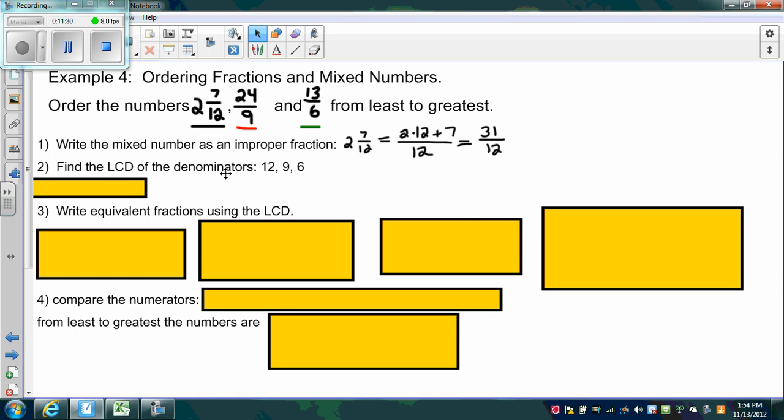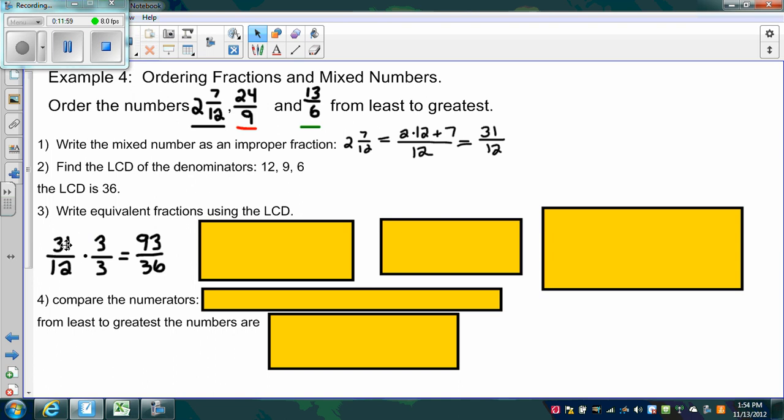Then we find the least common denominator of 12, 9, and 6. Just like I showed you in the previous slide, I'm not going to show you all the work here because you can use either method, but you find that the LCD is 36. So the least common denominator, or the least common multiple, of these is going to be 36. So now you need to take each one of these fractions above and write it as an equivalent fraction using 36 as the denominator. So in the first case, 31 over 12, in order to get 12 to equal 36, we need to multiply the top and the bottom by 3. So we get 93 over 36.